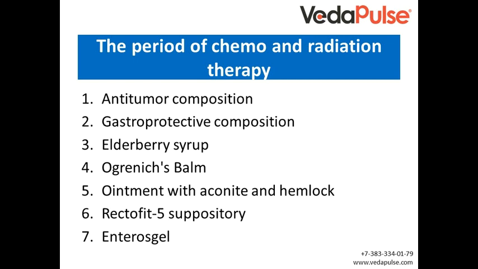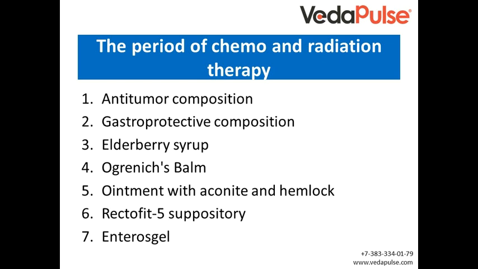It is an often occasion when before or after surgery a patient has chemotherapy. It is important to prepare a patient and warn him or her about the side effects and complications that may occur due to this therapy. During chemotherapy, we do not prescribe any toxic plants such as aconitum or hemlock, though we prescribe anti-tumor compositions, compositions that help the gastrointestinal tract, elderberry syrup, and the balm developed by Argenich.